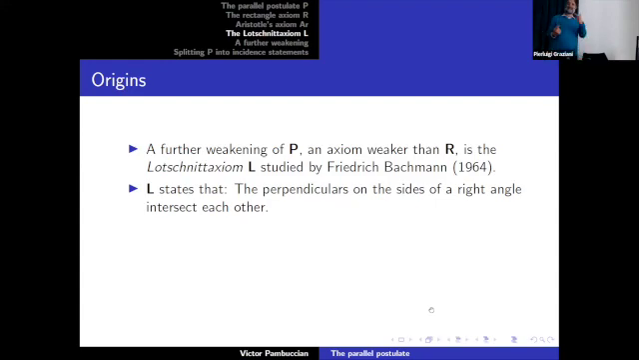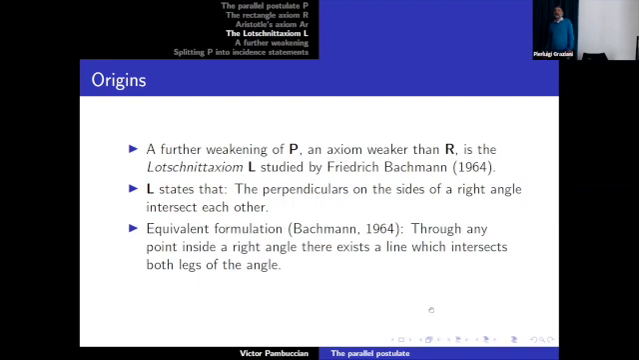So remember, R said not just that they intersect, but that the angle there is 90. L just asks for them to intersect. An equivalent formulation, which is in the same paper by Bachmann, is that through any point inside a right angle, there is a line which intersects both legs of the angle. The Lorentz version that we had in the beginning said that this is true for any angle; if you take any point in the interior of an angle, then there is such a line. This says just for right angles. And Bachmann showed that you have this tree sequence, which is strict. In other words, none of the reverse arrows are true.